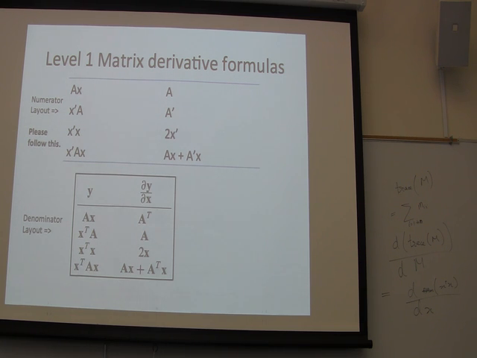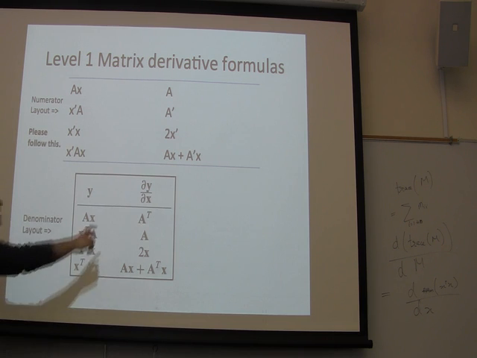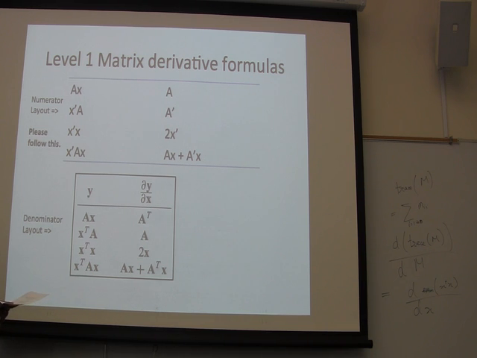Also, sorry, this is wrong, because this should be x transpose into A plus x transpose into A transpose. So in the numerator layout, when you take the derivative, it's going to be x transpose A plus x transpose A transpose, right? This is just the basic mechanics of it, just derivatives and stuff. I feel it's going to be very hard to explain this, so you just have to work it out yourself.